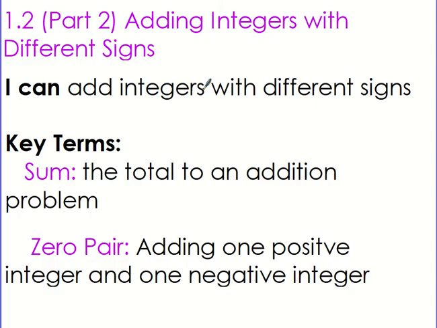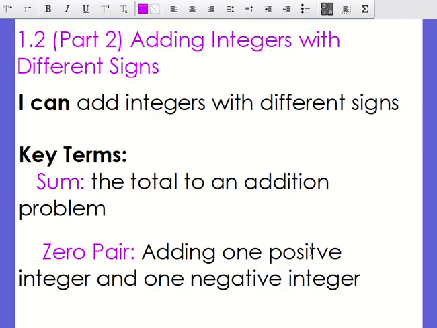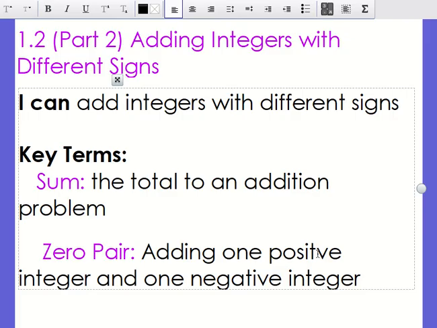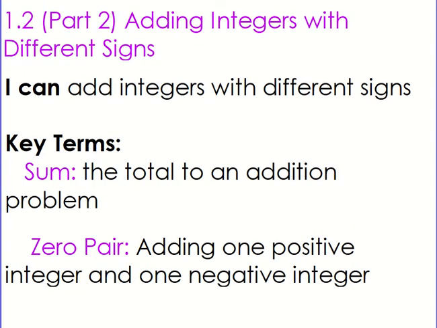Sum, just to review, is the total to an addition problem. So if you're asked to find the sum, it just means add them together and find out what they are. And then the other word is a zero pair. We actually saw zero pairs in our last lesson, those zero pairs I was making with a positive and a negative. And so that's what it is: adding one positive integer to one negative integer. I'm just fixing the fact that I spelled the word positive wrong. So that's where I was making those zeros, one positive with one negative.